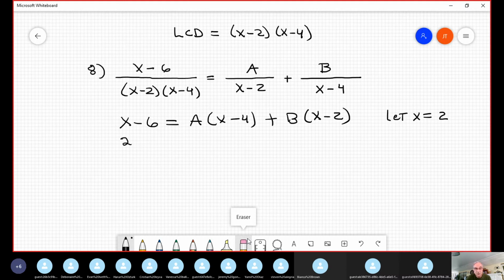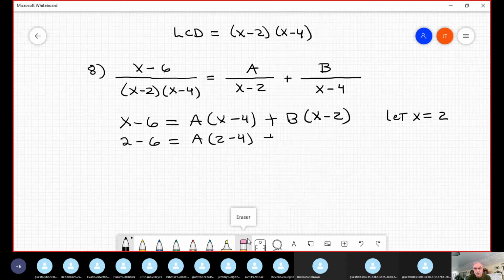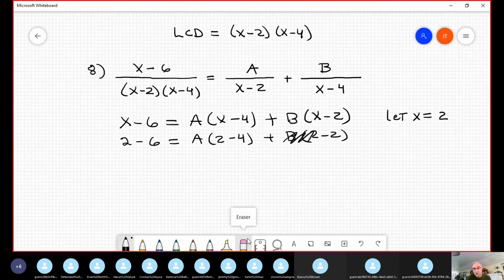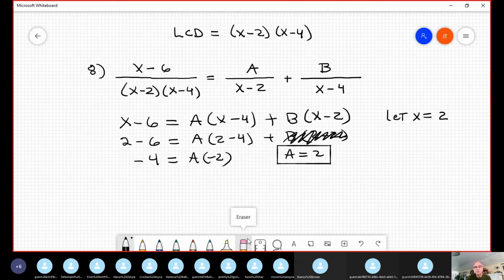So 2 minus 6 is equal a times 2 minus 4 plus b times parenthesis 2 minus 2, which is 0. As far as we go, this is negative 4 and this is negative 2. Divide both sides by negative 2, it is obvious that the answer is positive 2. I discovered that A is 2.